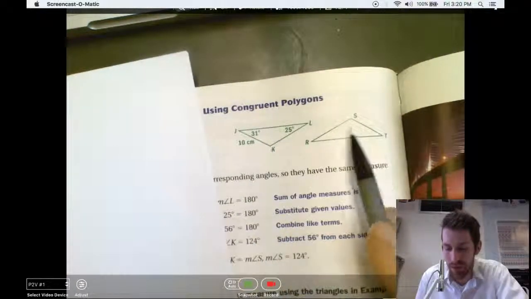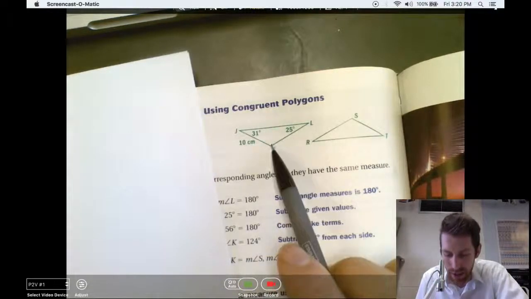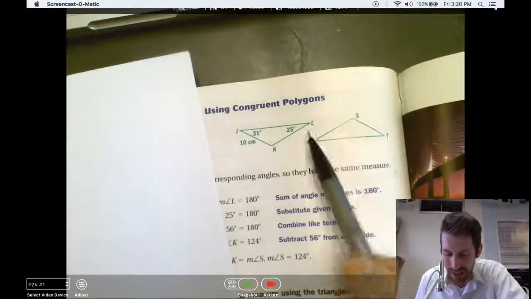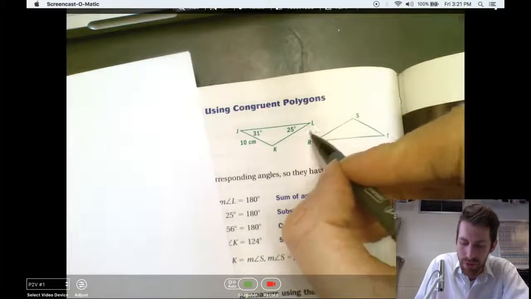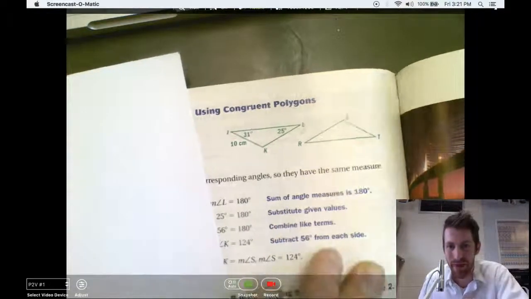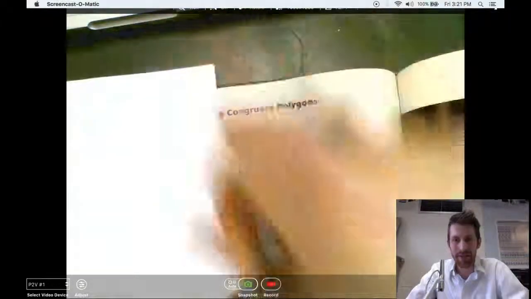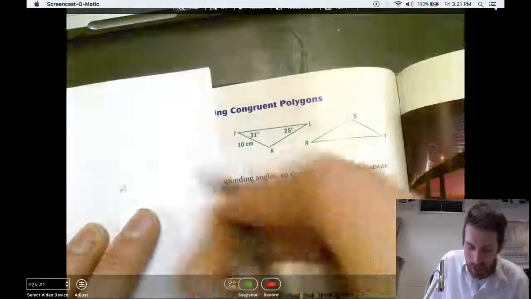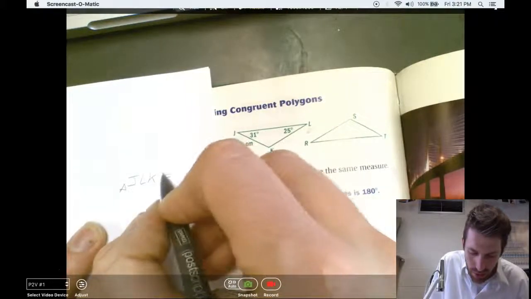JLK, JLK, and TRS. I don't know which. Okay, I'm giving you a clue. These two triangles, they are congruent. They are exactly the same. But let's make a congruence statement. Let's say JLK. You can just choose which way on the first one.